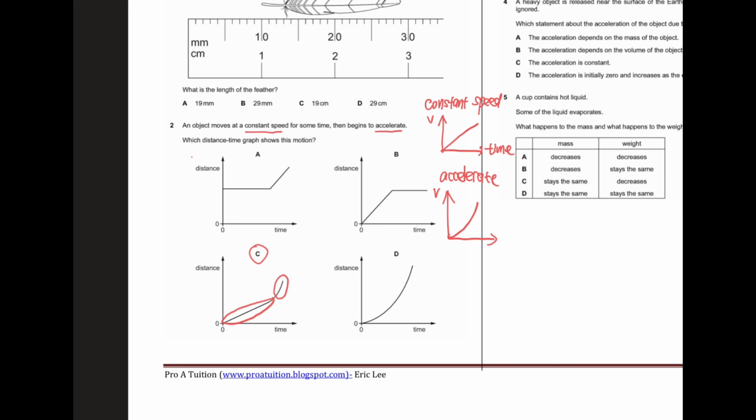Is it C? Yes, C is correct. If you still remember the graph just now, constant speed is a straight line. Acceleration is a curve. Here is the straight line that shows constant speed. Here is the curve that shows acceleration. So C is the answer. This is a distance-time graph, not v, it's distance. So for a distance-time graph, a straight line from the origin is constant speed. A curve is acceleration. That's the answer. So that's why it is C.